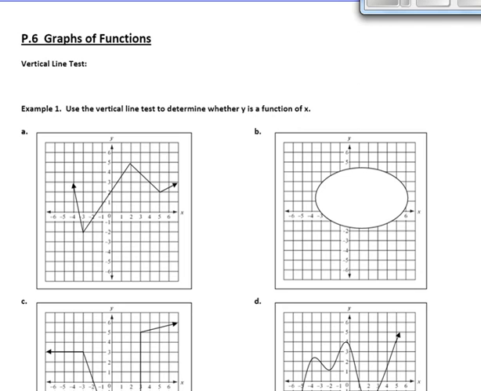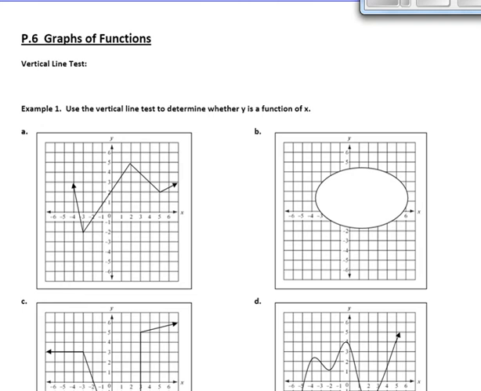Continue with our idea of functions. We're looking at some graphs of functions. So P6, we're looking at the vertical line test. The vertical line test is a test to see if a graph is actually a function. We use the vertical line test in most cases only when we have the graph. There would be no reason to use it in any other particular situation.